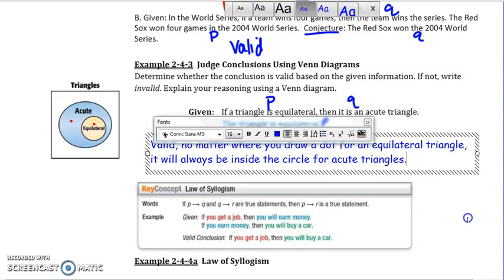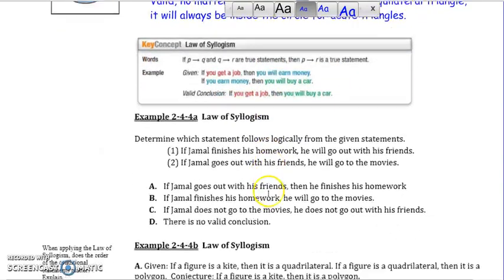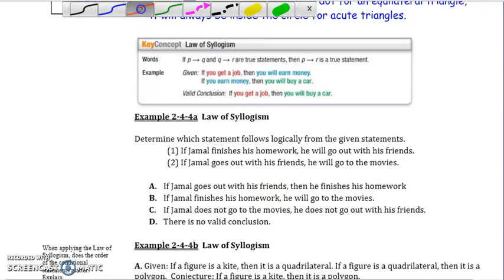All right, now we're going to lastly talk about law of syllogism. Now, law of syllogism has kind of 4 parts. We have, and they kind of color code, which is nice, our P, we have a Q, then we take our Q, and then we go to R. Okay, so P to Q, then Q to R.